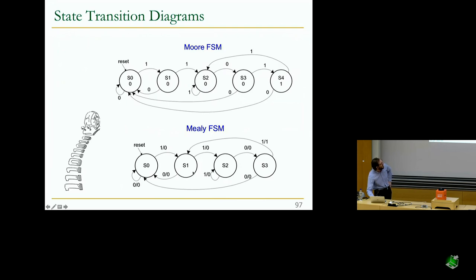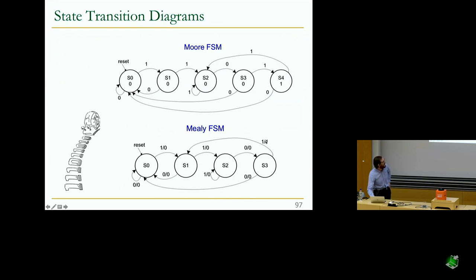If you're in this state, and you get an input 1, you provide an output 0, because you have not so far seen 1101, and transition into this state. If you're in this state, and you see an input 0, you transition into state 3 and still provide an output of 0. If you're in this state and you see an input 1, you transition into this state and you provide an output of 1, because now you've seen 1101 in sequence.